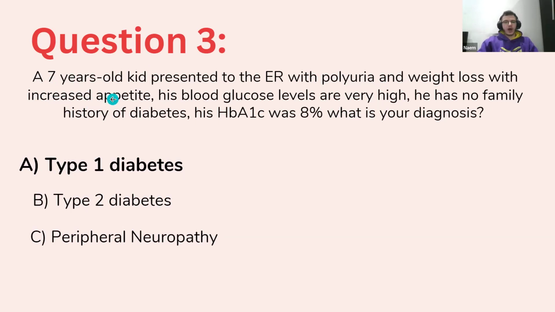So how are we sure that he has diabetes? Because now we know he has polyuria and increased appetite and no family history. That is also true, because usually if it's type 2, there is family history. Third thing, he 100% has diabetes because he has high level glucose and his HbA1c is 8%. So we know for a fact he has diabetes. Which type? Everything is indicating type 1. That's why it's A.